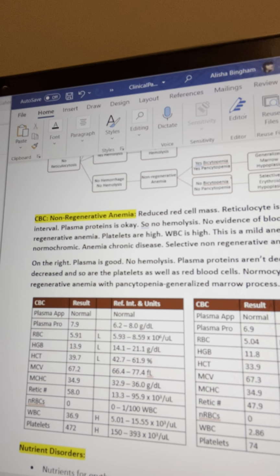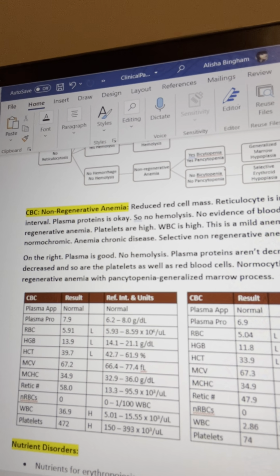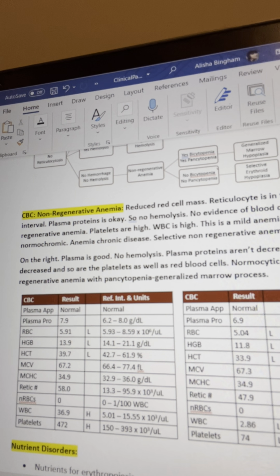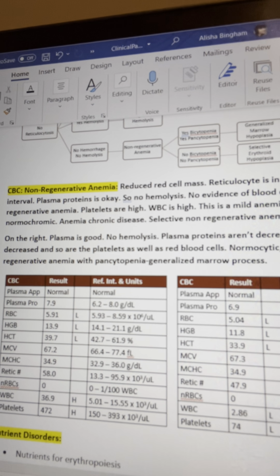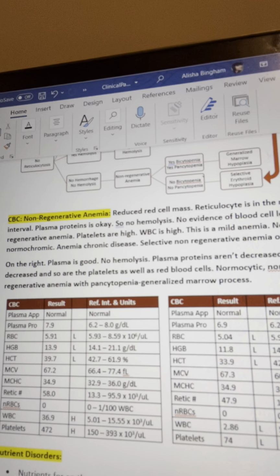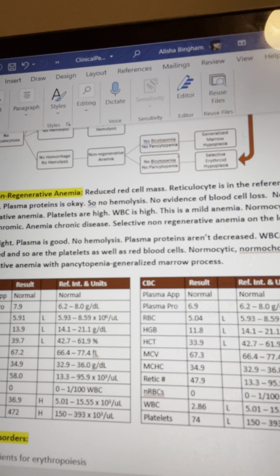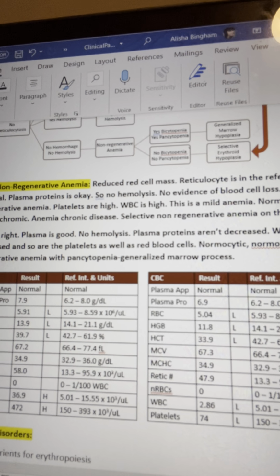But on the right, the plasma is good. There's no hemolysis. The plasma proteins aren't decreased. The white blood cells are decreased, and so are the platelets as well as the red blood cells. So we have normocytic, normochromic, non-regenerative anemia with pancytopenia. Because remember I said all those have to be decreased for it to be pancytopenia. And it's also a generalized marrow process, because generalized means it includes pancytopenia or bicytopenia.